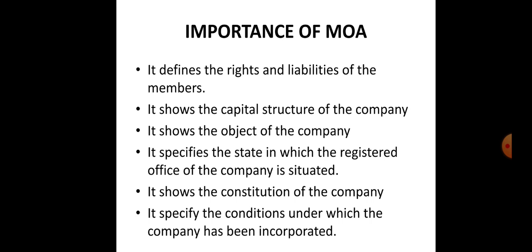The importance of MOA is that it defines the rights and liabilities of the members, and it shows the capital structure of the company. It shows the object of the company, and it helps to specify the state in which the registered office of the company is situated. It shows the constitution of the company, and it specifies the conditions under which the company has been incorporated.